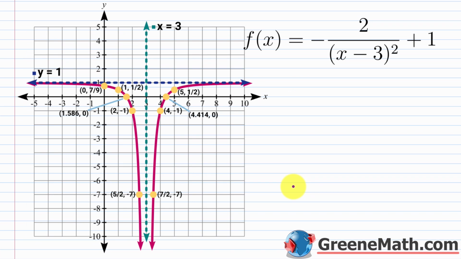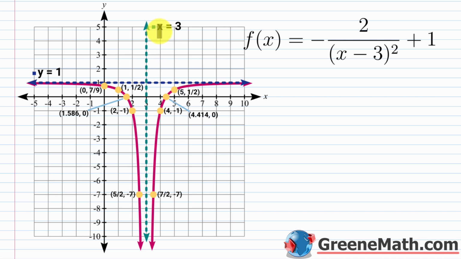All right, let's come down to the graph. So again, we have f of x equals the negative of 2 over the quantity x minus 3 squared, and then plus 1. So looking at the points, we know we have (0, 7/9), (1, 1/2), then (1.586, 0), remember that's an approximation, then (2, -1), and then coming down here (5/2, -7). Jumping to the other side, we have (7/2, -7), (4, -1), (4.414, 0), again an approximation, and then (5, 1/2). So that's all the points we got. You can do more if you need to.